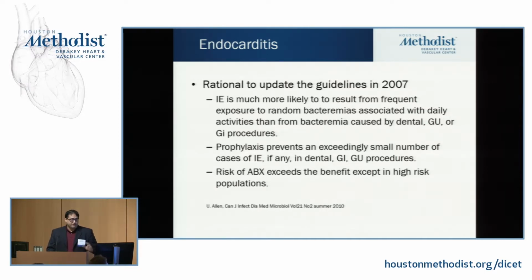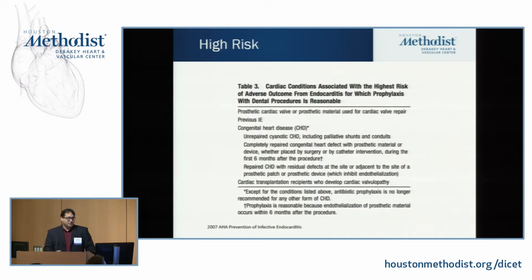Prophylaxis itself prevents an exceedingly small number of infective endocarditis cases, if any, if it has any validity in dental, GI, and GU procedures. And then the risk associated with taking antibiotics typically outweighs the benefit, except in high-risk populations. So what are high-risk populations would be the next logical thing. They're delineated in this chart, from the Infective Endocarditis Guidelines, and it's mimicked in the Congenital Heart Guidelines also.